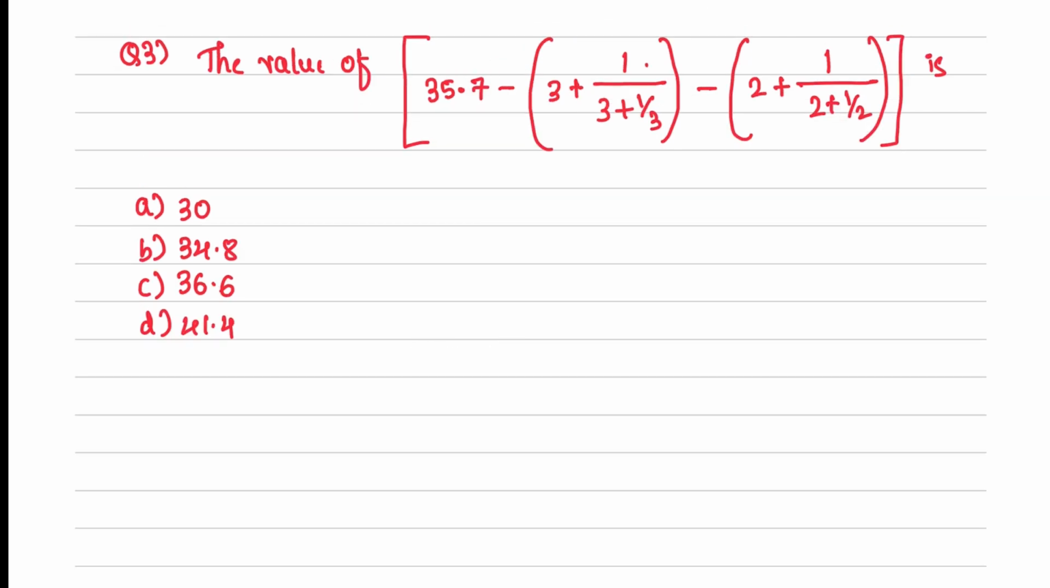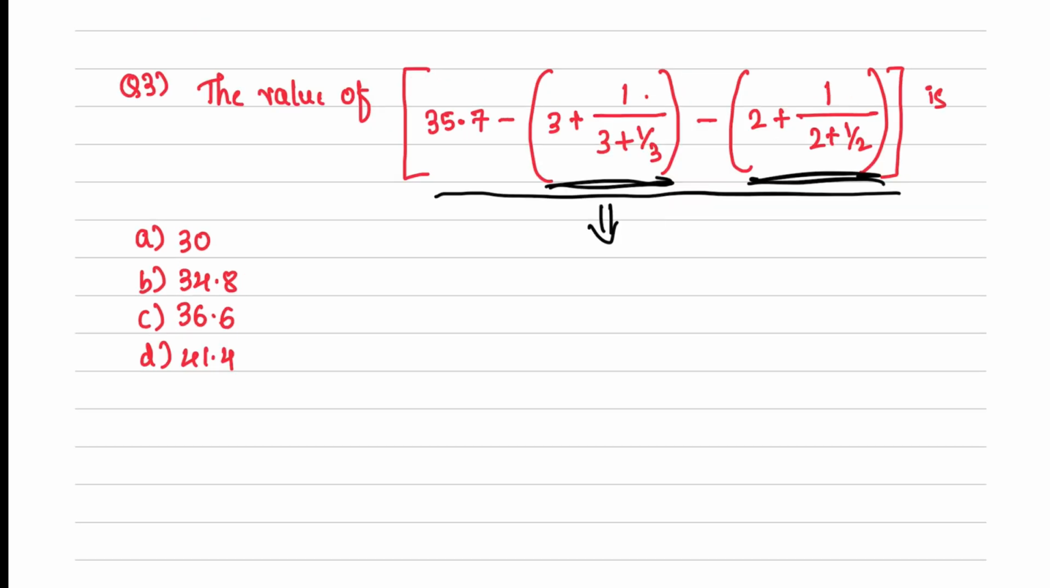See the third question. The value of this. See, first we have to solve these brackets because you already know the BODMAS rule. So first we will solve this. We can solve this in the mind. Like 3 into 3 is 9, 9 plus 1 is 10. It will be 10 by 3 and it will be reciprocal. And we will get 3 plus 3 by 10.